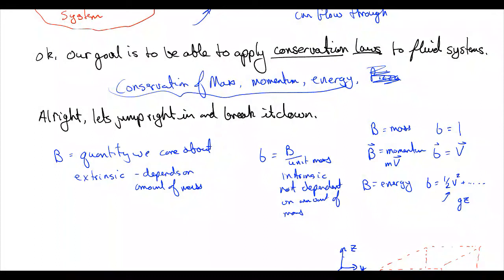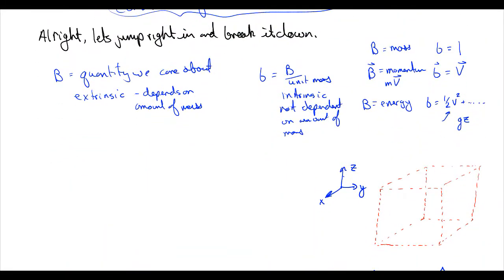So, capital B is the quantity we care about. It's extrinsic. It depends on the amount of mass. And lowercase b is that same quantity but per unit mass. And it turns out we're not going to go through the derivation of this. I don't find it terribly useful. I'll be honest, I've never had students understand it when I did it in class. That's probably a fault of mine.